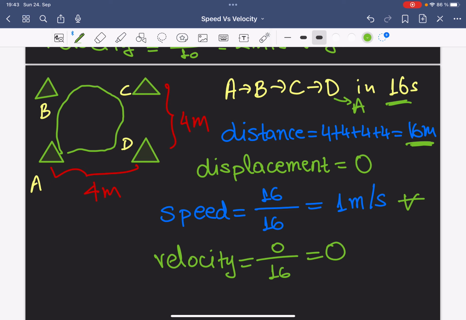But the displacement, as we have discussed, depends only on the final and the initial position, which happen to be the same, which means displacement is 0, therefore velocity will also be 0. Okay, so this is an example where we can actually have speed, but we cannot have velocity when the initial and the final position of the object happen to be the same.